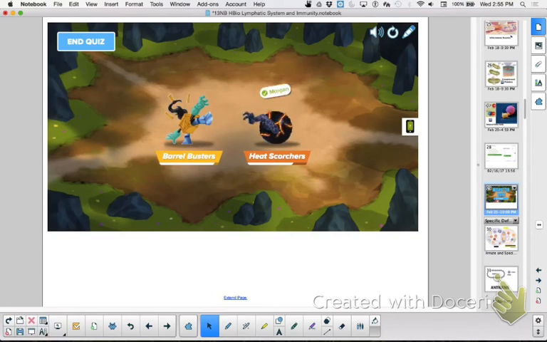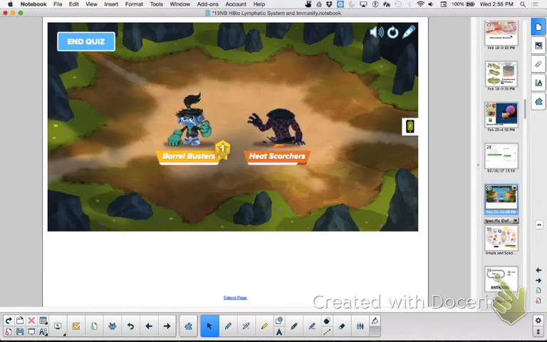It looks like barrel busters. Let's go barrel. I mean heat scorchers. I'm trying to be encouraging. Oh, barrel busters. Nice ponytail. Oh my, it's a man. Is it a man tail?